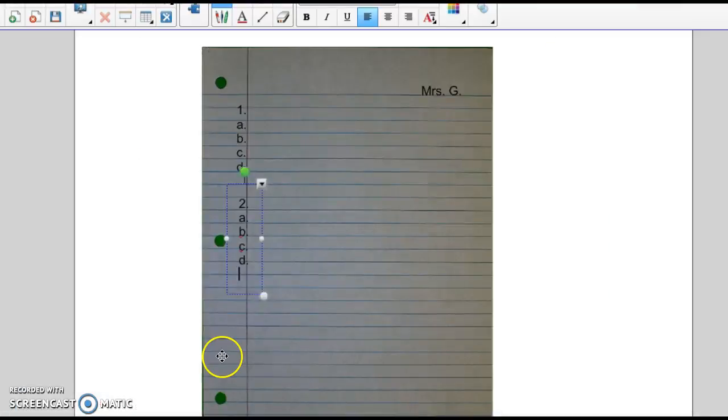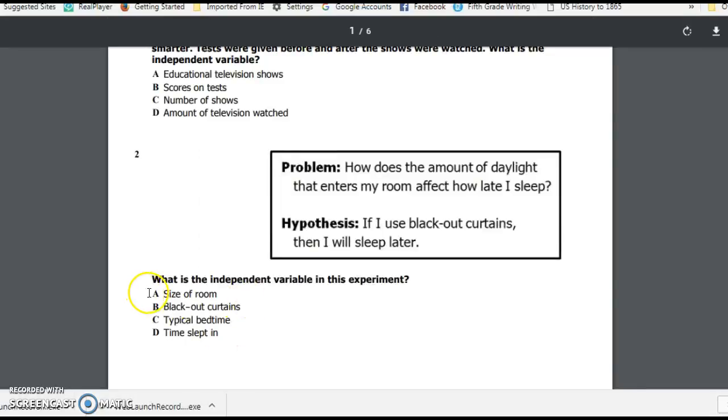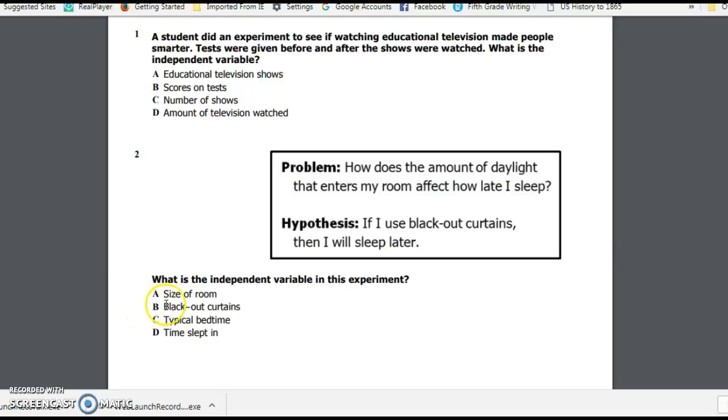So again, write down any keywords from your question. What are they asking about? What is the independent variable in this experiment? We have A, size of room, B, blackout curtains, C, typical bedtime, D, time slept in. If you need to rewind so you can hear the words again, go ahead and do that. You can pause if you need to.